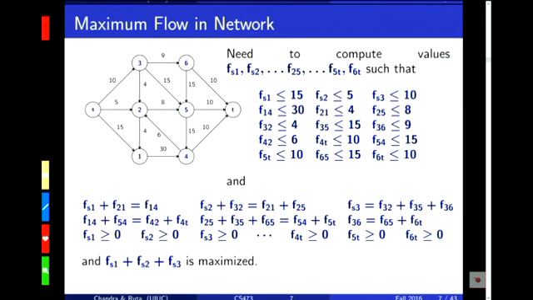And for this, the graph need not be a DAG. Okay? So this example is a DAG, but even if there are cycles, you can still write this linear program, and show that if you solve this linear program, you will get the maximum flow.